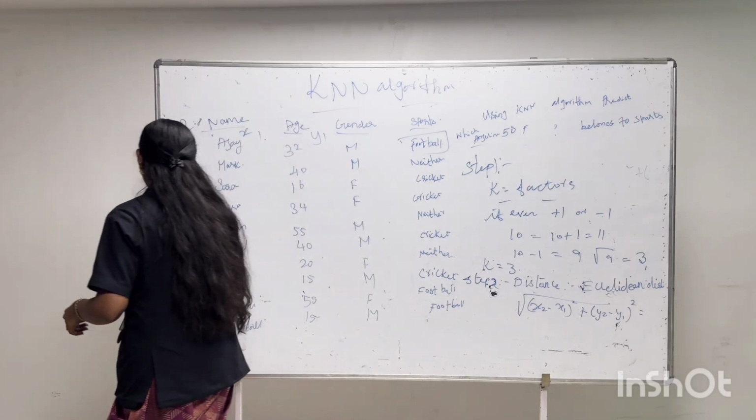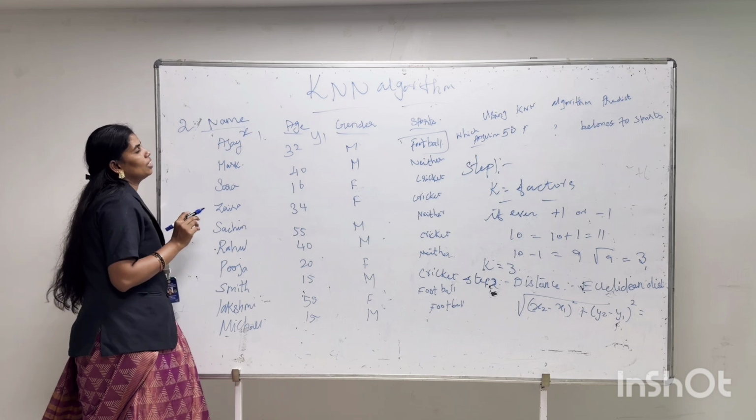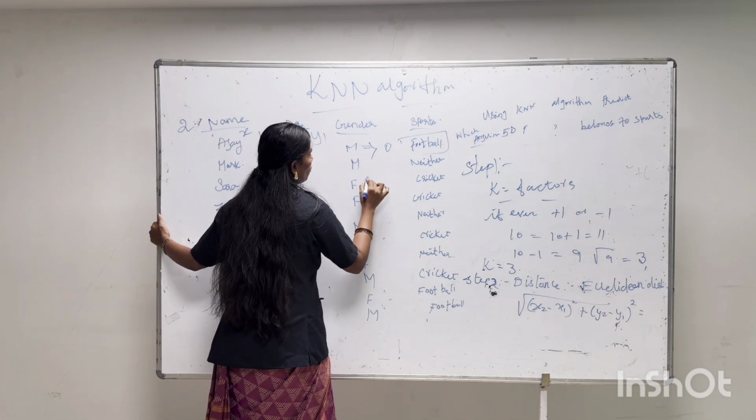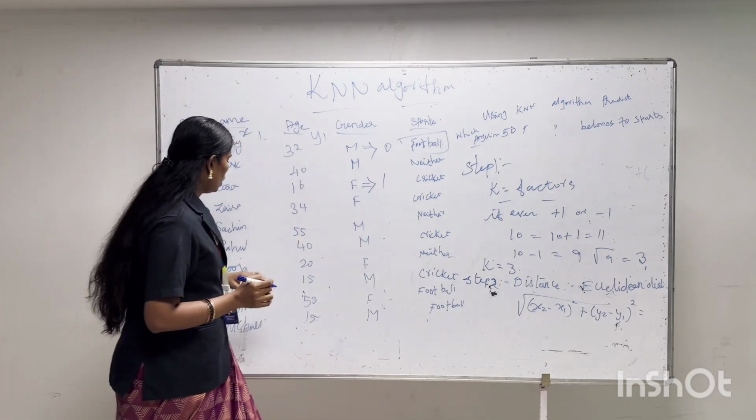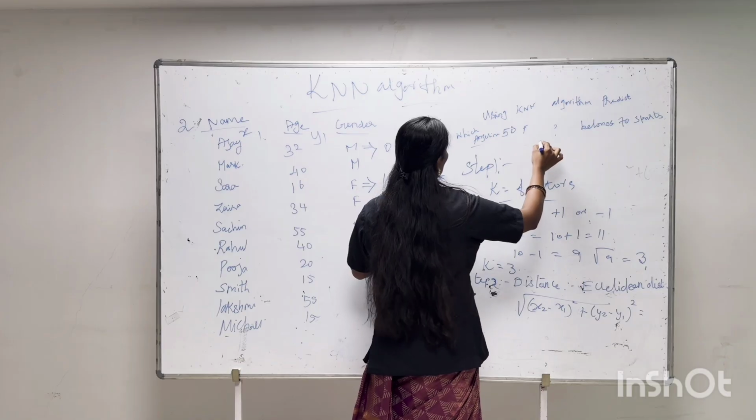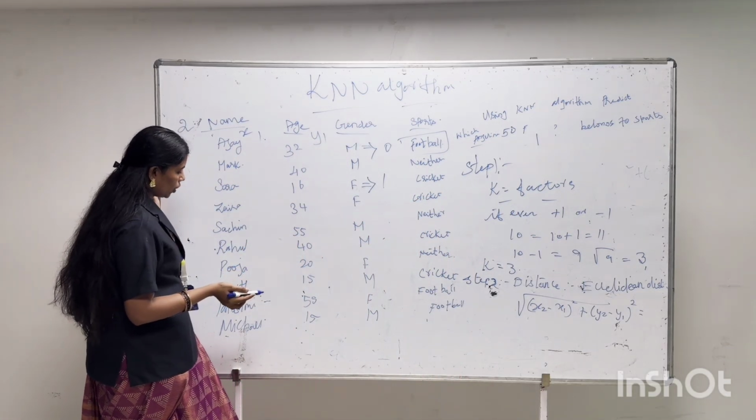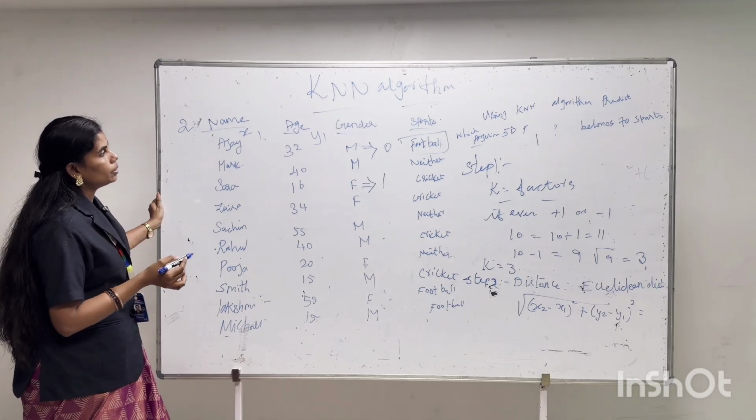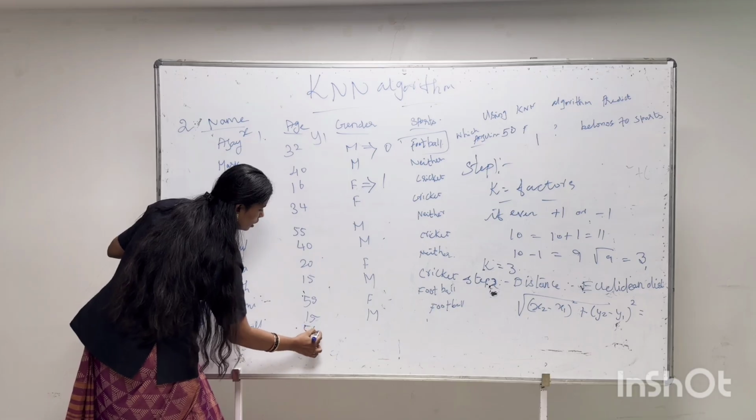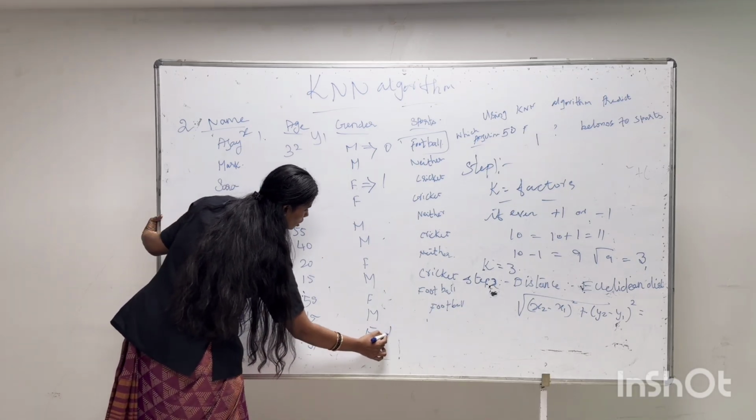value. For male, we will assign the value as 0. For female, we assign the value as 1. For Angelina, we are going to find. For female, we assign the value as 1, and for male, we assign the value as 0. For Angelina, the value will be 50 is considered as our x2, and female, the value will be 1. This is considered as our y2.